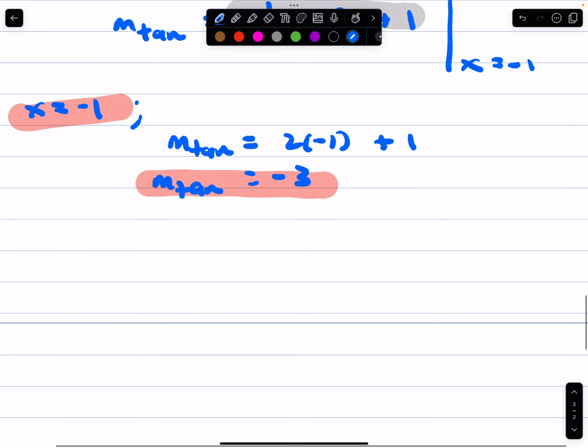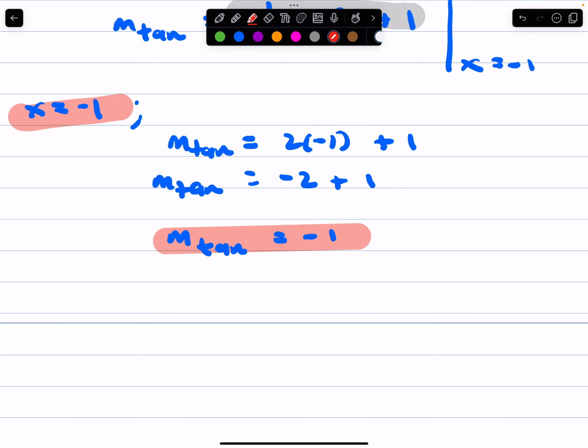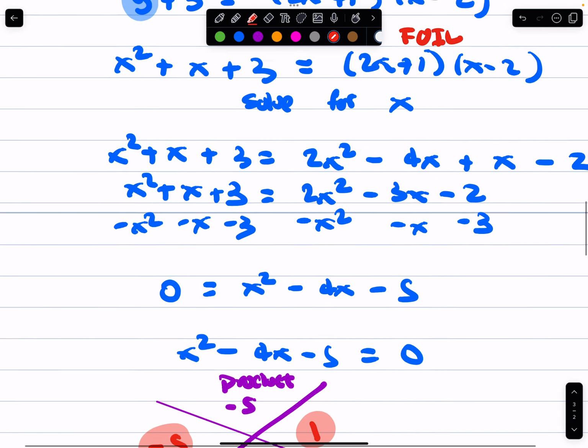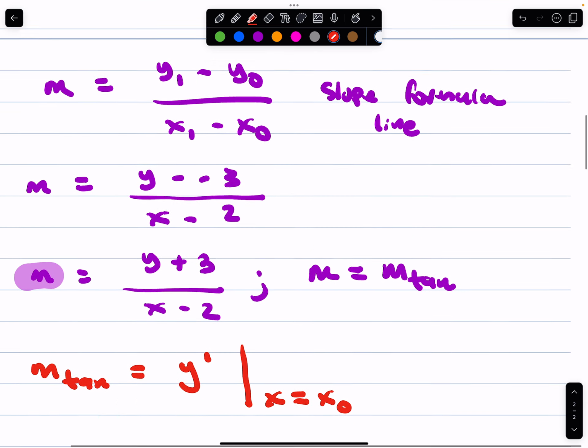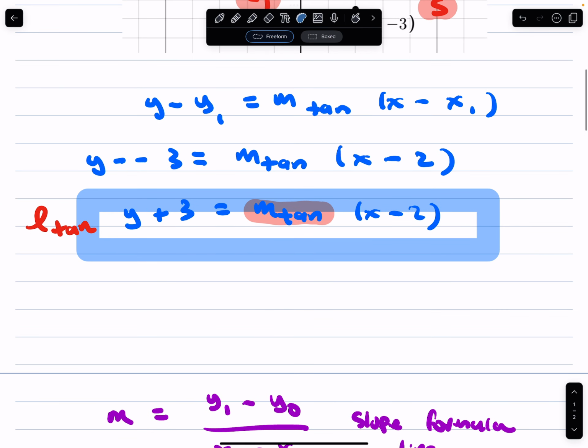So this is going to change our answer. We're going to get -2 plus 1. So my m tangent is -1. And that happens when x is -1. So if I go back to my equation here, like we were looking for, this original equation for the tangent, this is the first tangent.